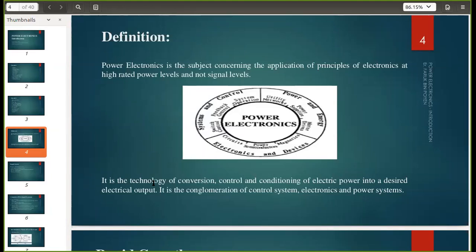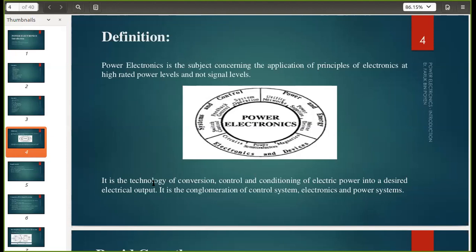For example, I will just give a very small example here. Let us take the example of the mobile charger. Whatever power cable or plug you insert into your mobile phone, first you need to know that there are two different types of current: one is AC, alternating current, and the second is DC, direct current. These differences you should know. These are studied in the subject basic electrical.